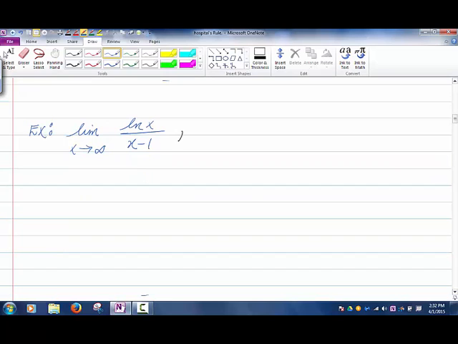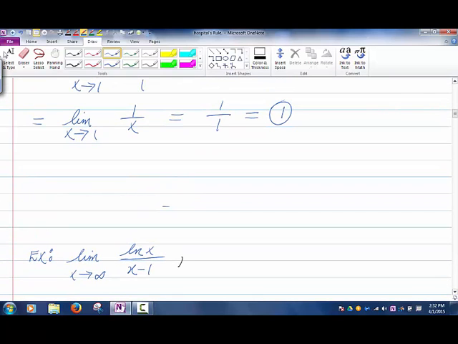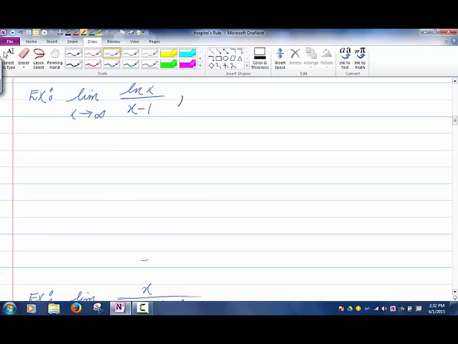Let's look at the second example. What's the limit form now? Now x goes to infinity. What's the limit of ln of x as x goes to infinity? Infinity. What's the limit of x minus 1 as x goes to infinity? Infinity over infinity. Is it valid then to apply L'Hopital's rule?